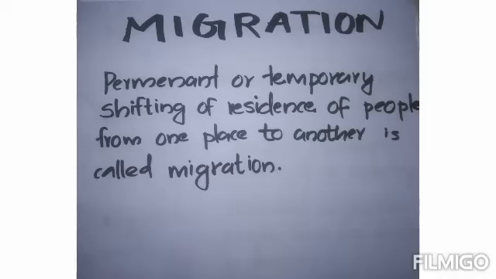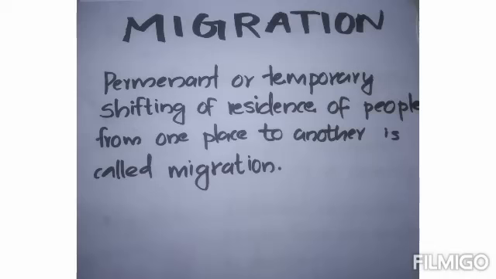Migration can generally be classified into two types. First one is international migration and second one is internal migration. We are going to discuss each type in detail. First one, international migration. The migration that occurs across international boundaries is known as international migration.